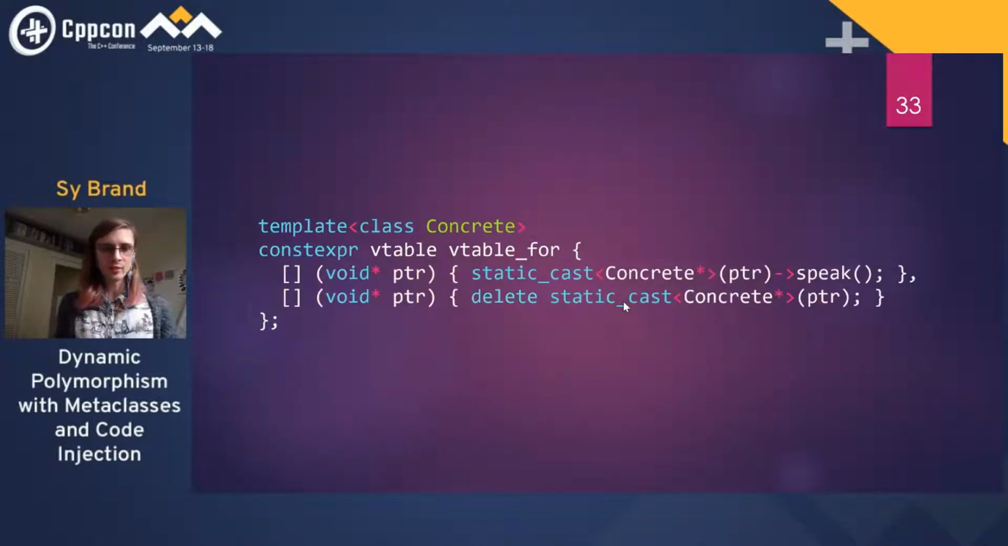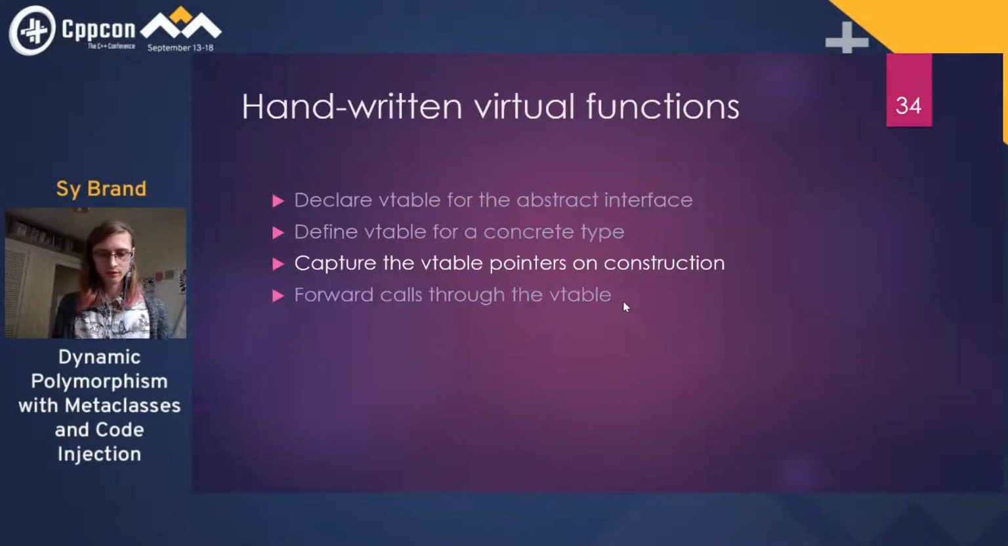So for a given concrete object, the first function pointer is just going to static cast to the concrete type and then call speak. And then the destroy function is going to static cast and then call delete. This all works because lambdas which don't capture can decay to function pointers, which is kind of nice. Hopefully that's all clear. As I said, drop Q&A questions if you have anything you want clarified.